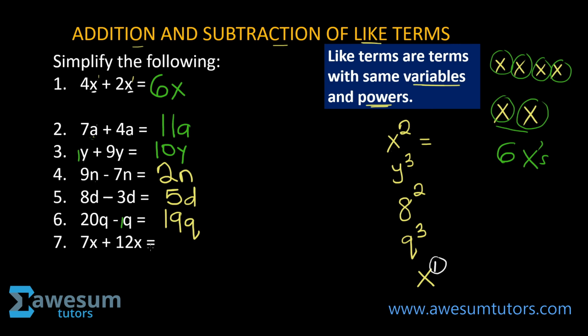What about this? 7x plus 12x. Remember again, these are like terms, x, and the power also is 1 because x is x to the power 1, like I explained right here. So everything we have right here, they are like terms. If you add 7x and 12x together, you would have a total of 19x.